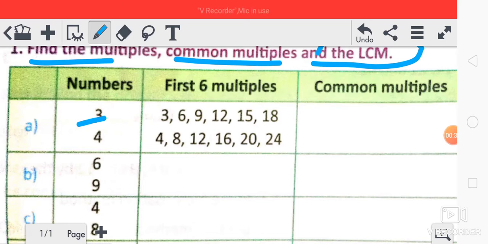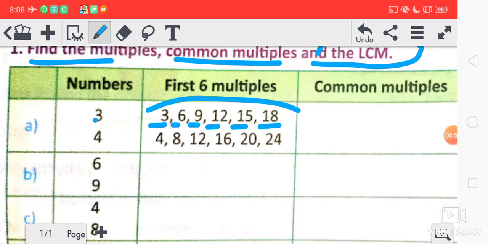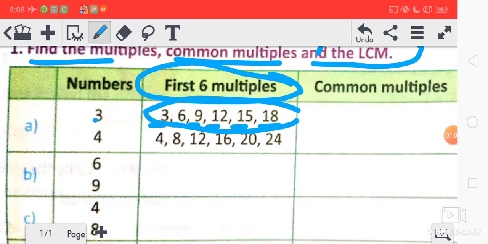Number is given 3. So first 6 multiples means table of 3. Okay, what do you mean by that? Multiple means table. So table of 3, first 6 multiples. 3 1 is 3, 3 2 is 6, 3 3 is 9, 3 4 is 12, 3 5 is 15, 3 6 is 18. So why have we taken up to 18? Because in the question it is given first 6 multiples. So we are taking table up to 6 only. 3 6 is 18.